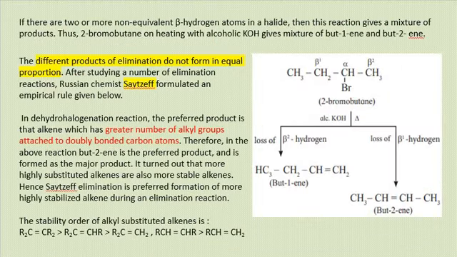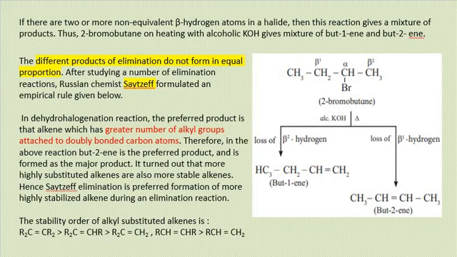Now, if there are two or more non-equivalent beta hydrogen atoms in a halide, then in this reaction a mixture of products would be formed. If you see 2-bromobutane on heating with alcoholic KOH, it will give you but-1-ene as well as but-2-ene, both. The different products of elimination do not form in equal proportion, and there is one rule which is called Saytzeff rule. According to this rule, the dehydrohalogenation reaction proceeds.